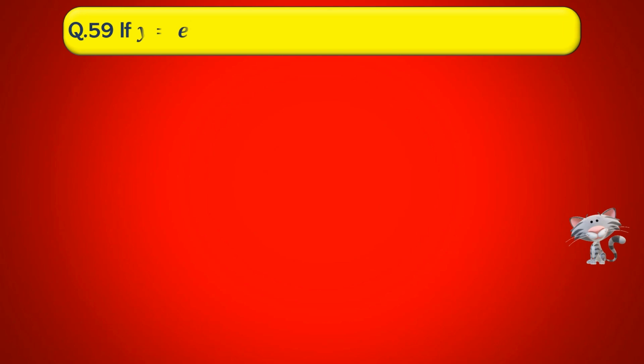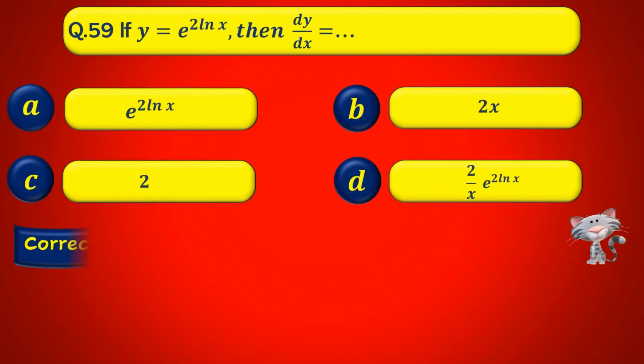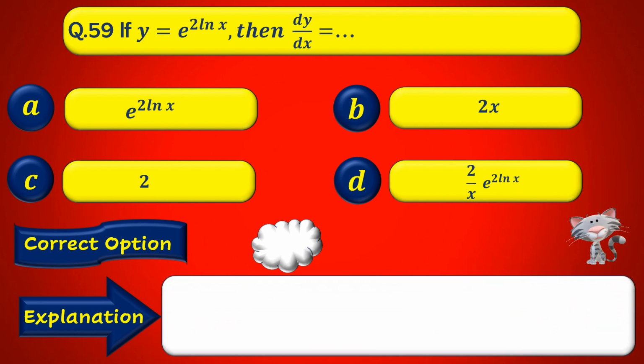Question number 59. If y is equal to e to the power 2 log of x, then dy by dx will be equal to, and the options are, let's see which is the correct option. We are given y is equal to e to the power 2 log of x. We can write it as e to the power log of x square. Exponential and logarithmic functions will cancel each other and we are left with y is equal to x square. So dy by dx will be equal to 2x. Therefore, B is the correct option.